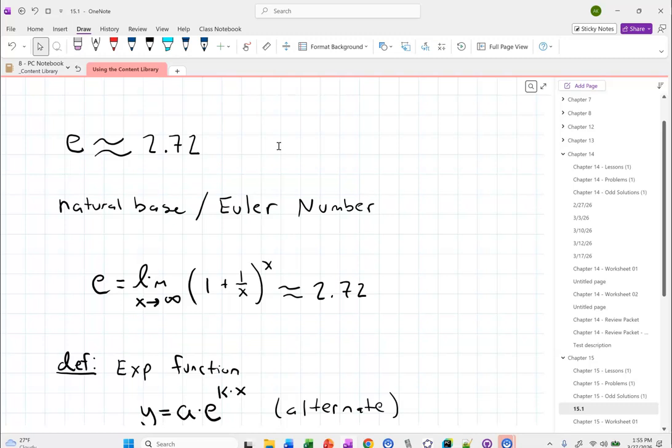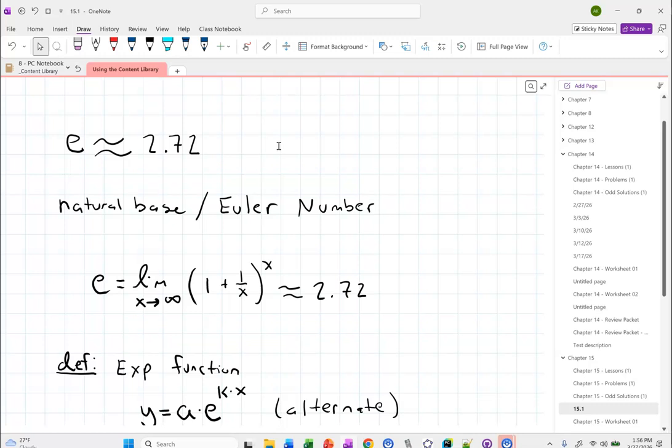Well, there's another irrational number that's really important to us that we're going to give the name E. E is approximately 2.72. We're going to refer to E as the natural base, or we could call it Euler's number. That's named after Leonhard Euler. He's on the wall back there. One of the most productive mathematicians in history.